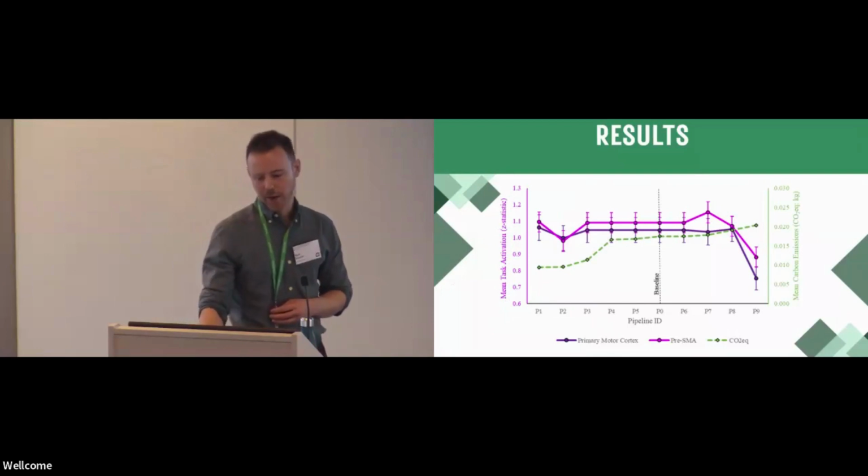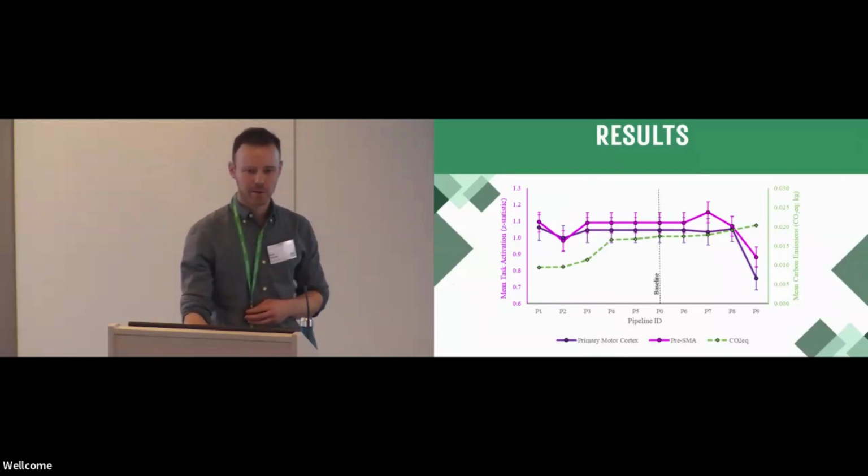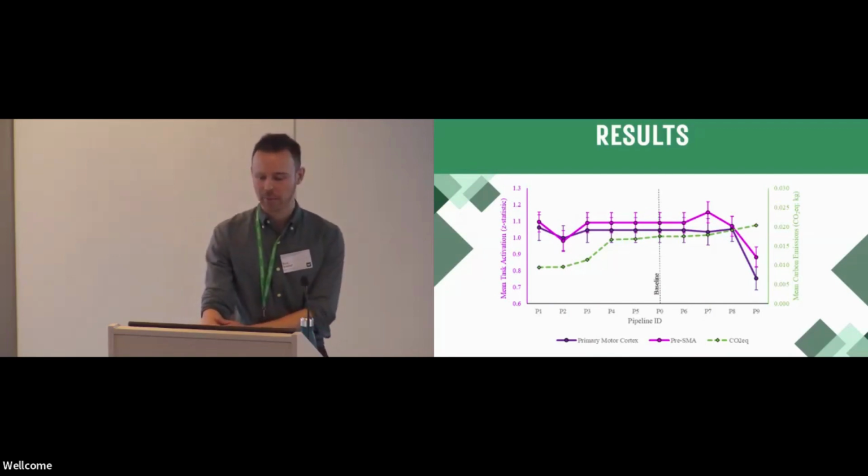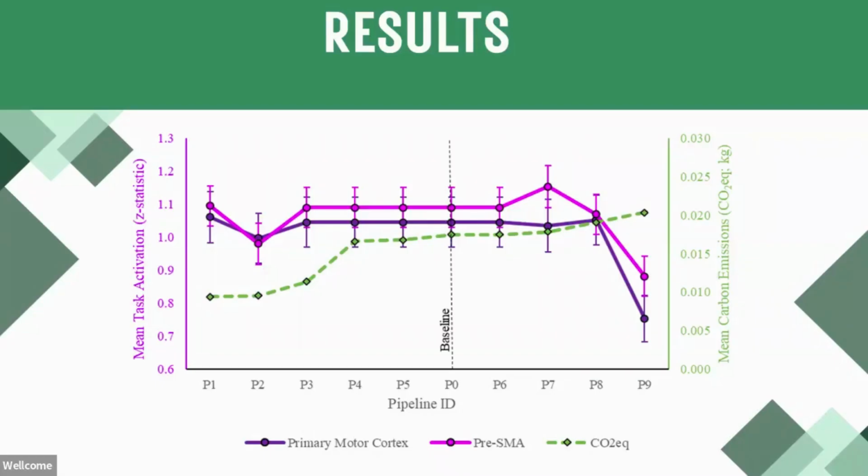So for each of our 10 pipelines, we weighed up the emissions in this dotted green line against that evidence of statistical activation in purple and pink here in solid. We've got baseline here in the middle, P0 with the dotted line, and our other experimental pipelines to the side of it.